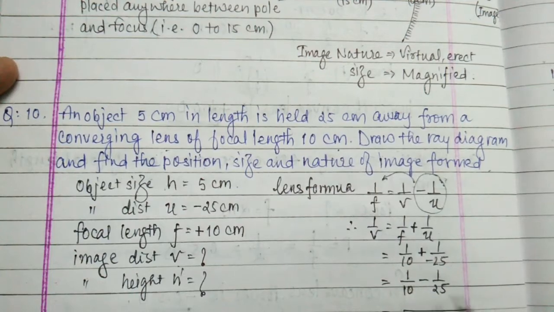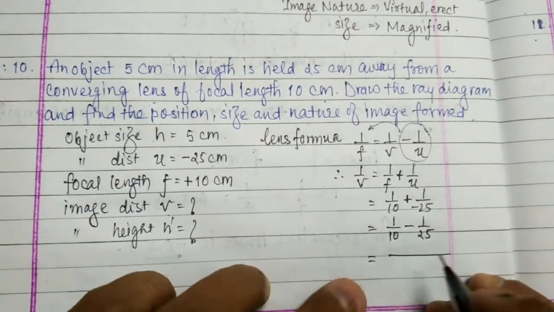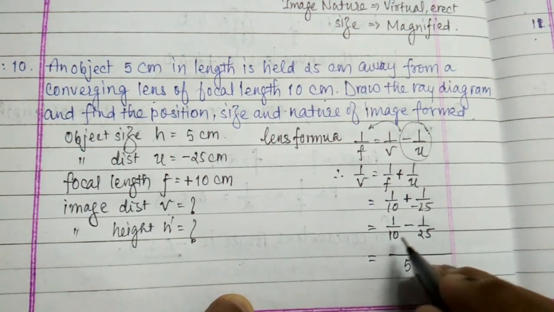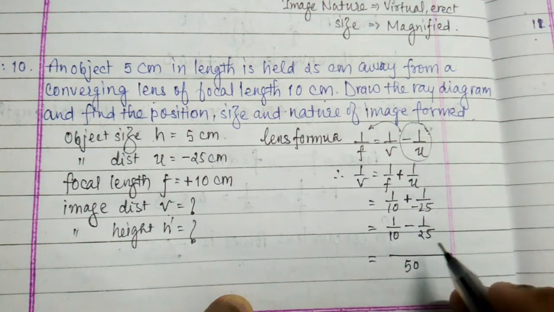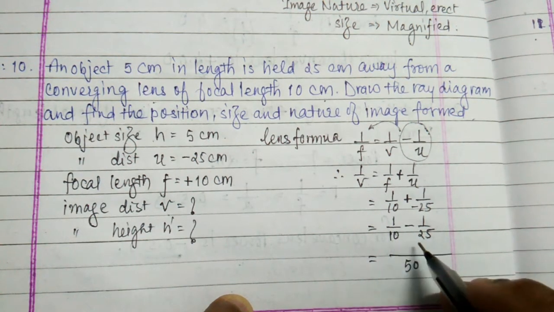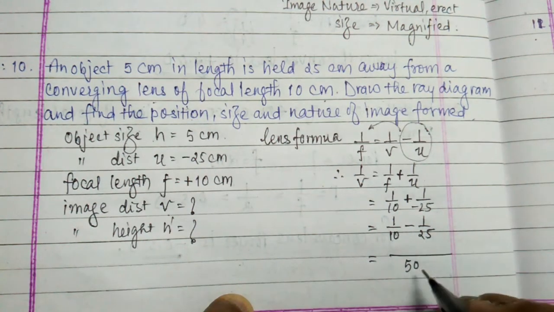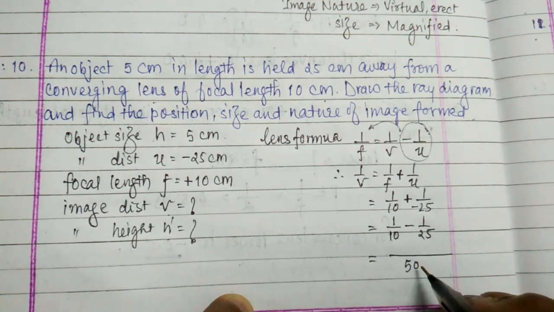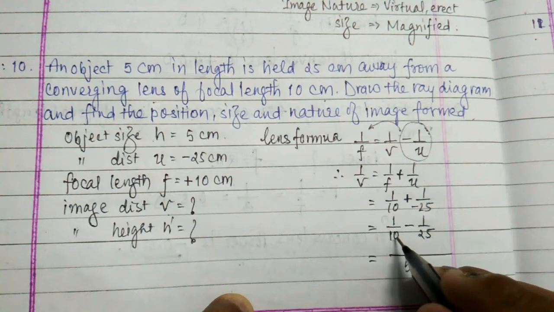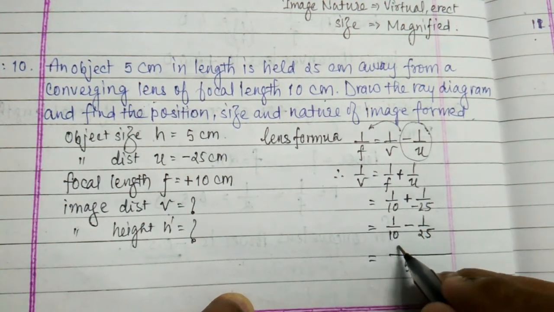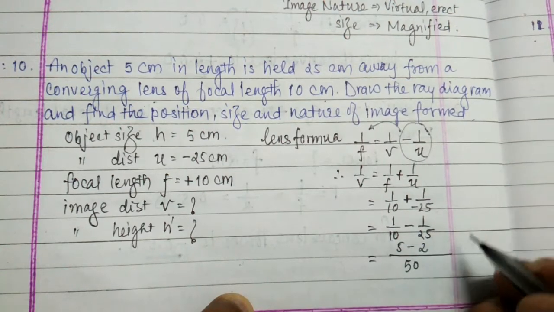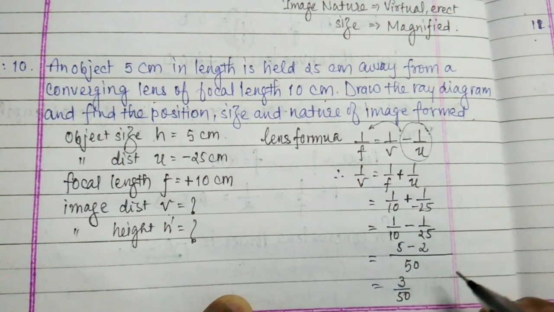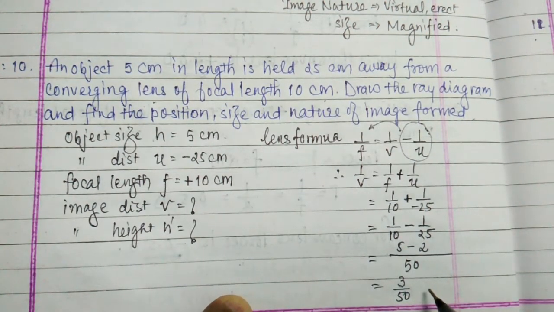Now 25 LCM. So LCM is 50. 10 5s are 50, 25 2s are 50. In the table of both 10 and 25, 50 is the LCM. And 50 upon 10, 5. 5 1s are 5 and 25 2 1s are 2. It means 3 upon 50.